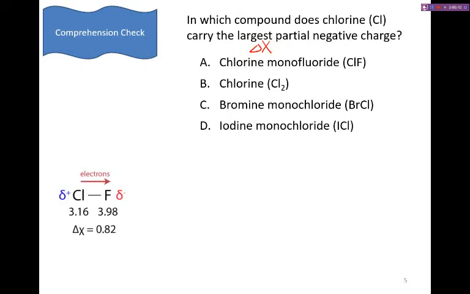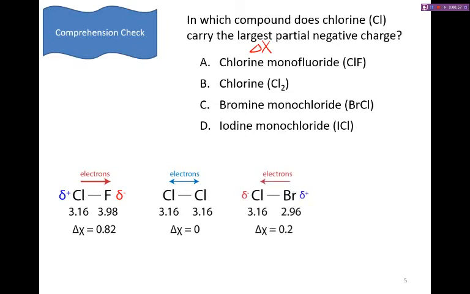And so if we look up the values for the electronegativities, we can see that the chlorine-fluorine would have a difference of 0.82. Chlorine-chlorine is neutral, or rather has no difference in electronegativity. Chlorine-bromine has a difference of 0.2, and chlorine-iodine has a difference of 0.5.